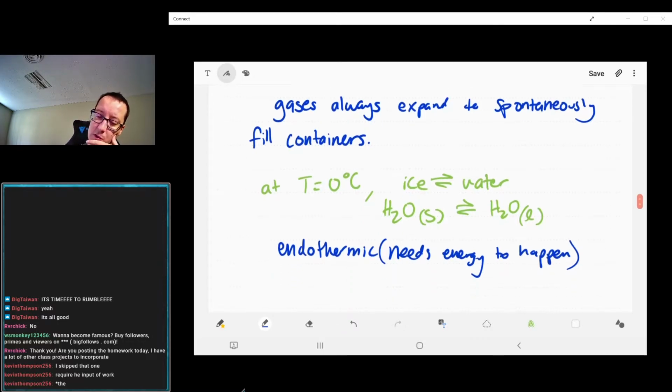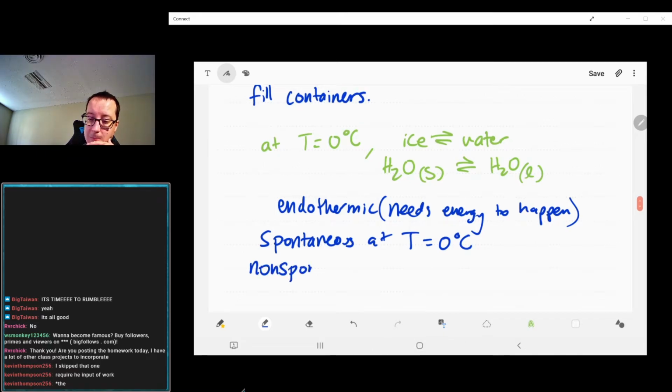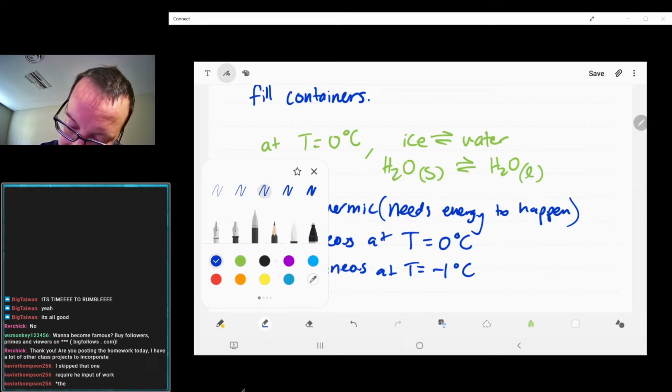But we also know that this is also a spontaneous process at 0 degrees Celsius. We know it is non-spontaneous at temperatures below 0 degrees. Right? If you are at -1 degrees, your ice is never going to melt, unless you add some other energy to it, right? So we're going to see that there's another factor here that's going to be the deciding component between these two. And that's going to be what's called the entropy of the system.